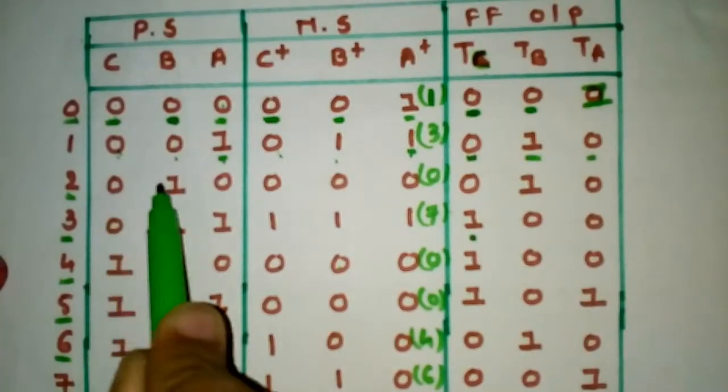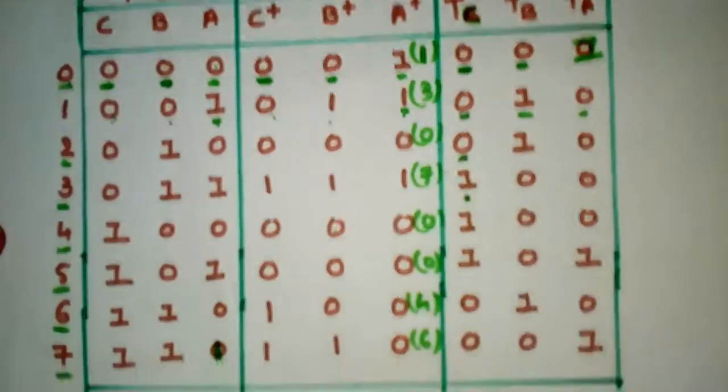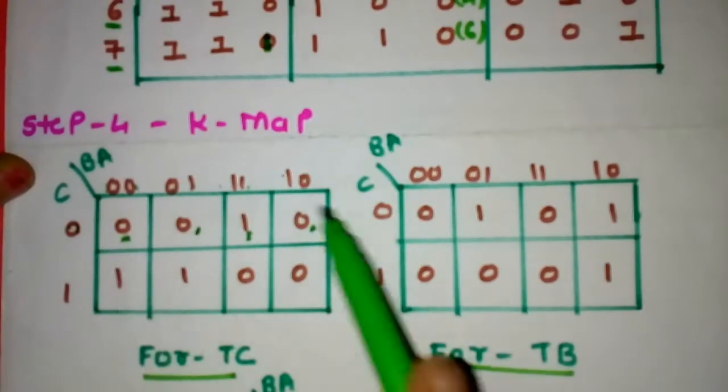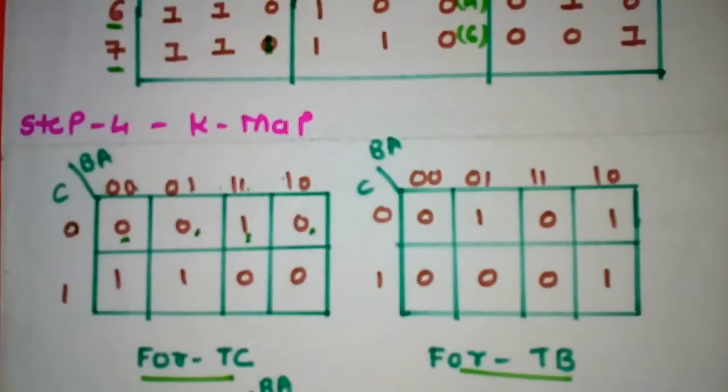For 0 1 0, what is the output of TC? The output is also 0. According to this, we put the values in all the 8 blocks.